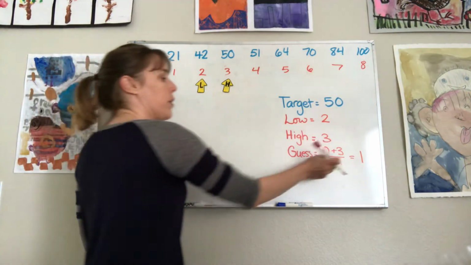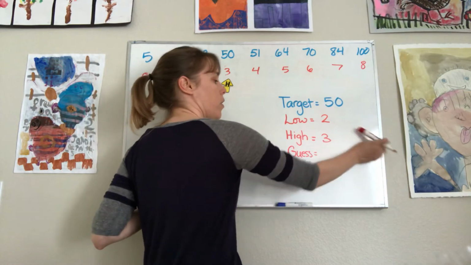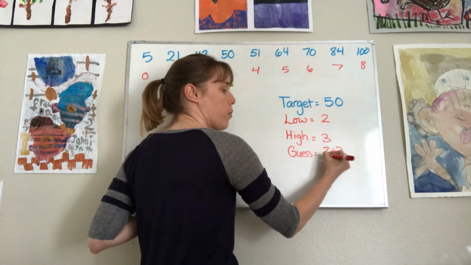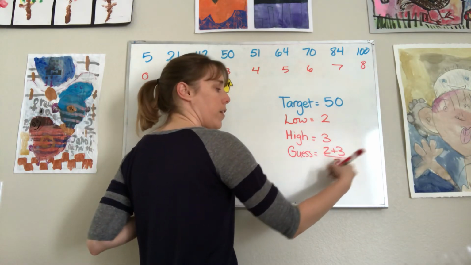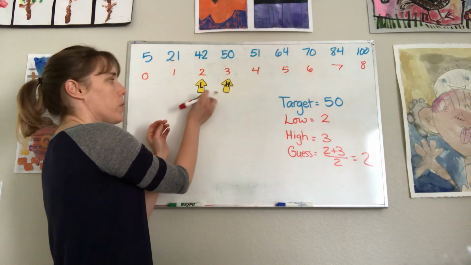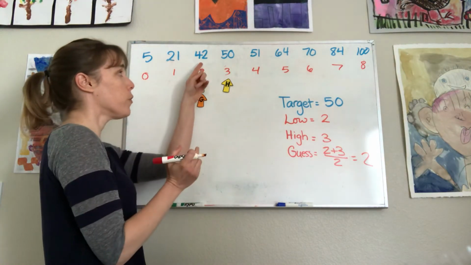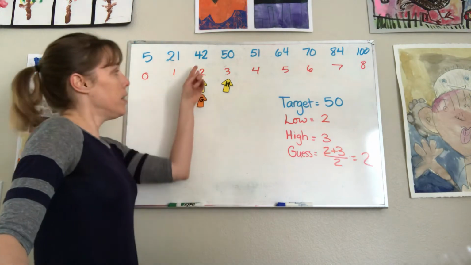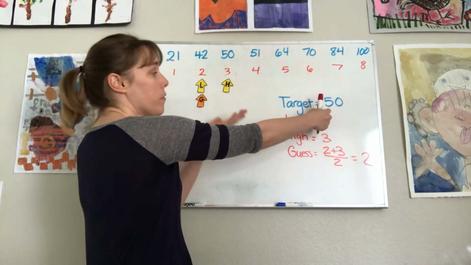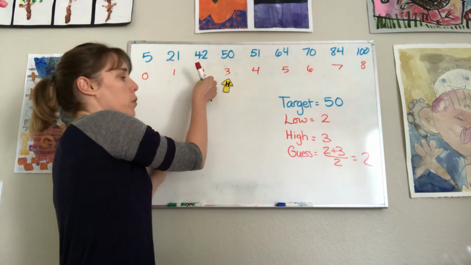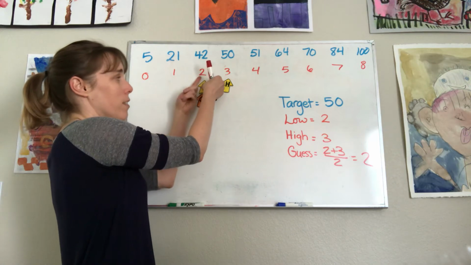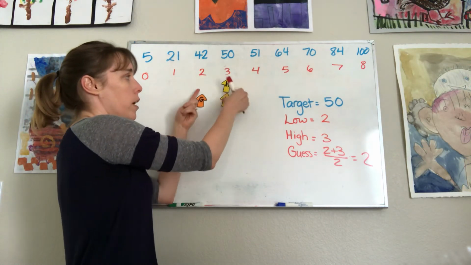All right, now we need a new guess. So we're going to look between 2 and 3. We're going to average those two numbers. 5 divided by 2 is 2. So my guess goes here. I'm going to look at 2. Okay. Is the number at 2 higher or lower? Oh, it's not 50, it's lower than 50. So I'm going to take this and say, oh, my lowest value has to move up. It's clearly not at 2. I move it up. Okay.